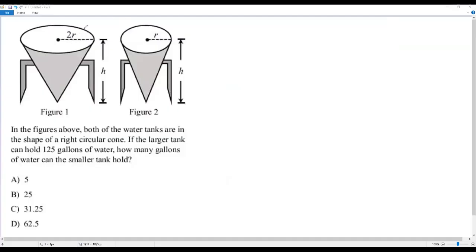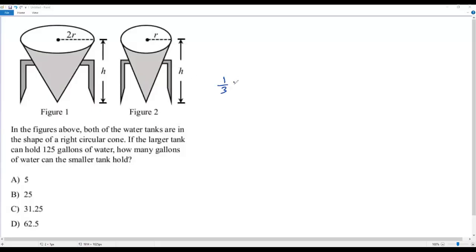Okay, in figure 1, we have the larger tank because its radius is 2r. In figure 2, we have the smaller tank because its radius is just r. To find the amount of water a tank can hold, we have to find the volume of the tank. Here both the tanks are in the shape of a right circular cone.